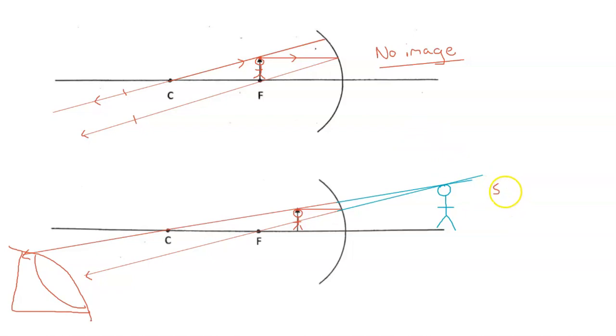So if we were to describe the image using SALT, the type is going to be virtual, because it's not real. And the size, definitely bigger. The attitude is going to be upright. This one is not inverted. And for the location, we're just going to say it's behind the mirror.